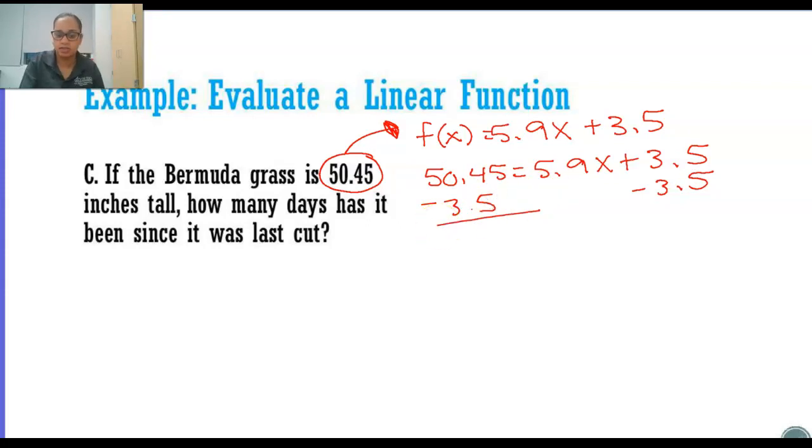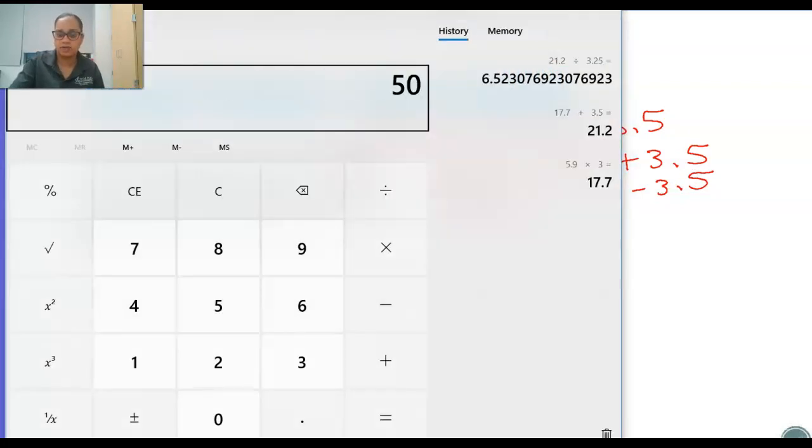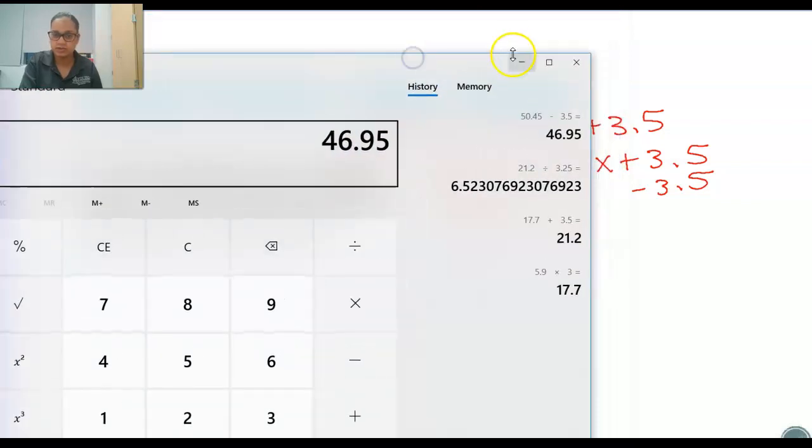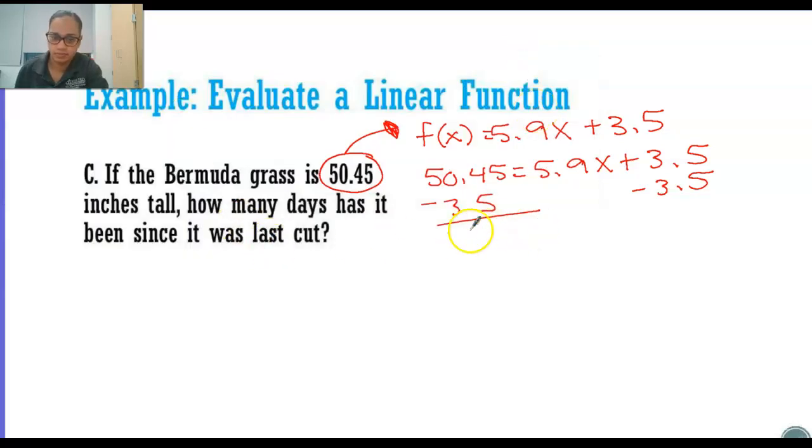Again, I'm just going to use my calculator here. 50.45 minus 3.5 is 46.95, equals 5.9x. So then divide by 5.9.